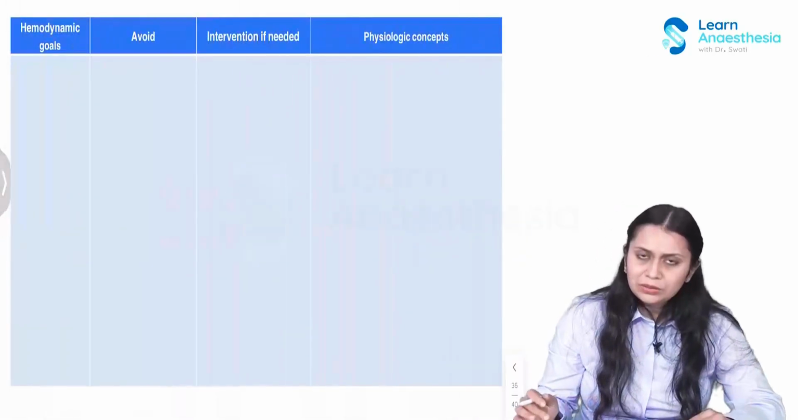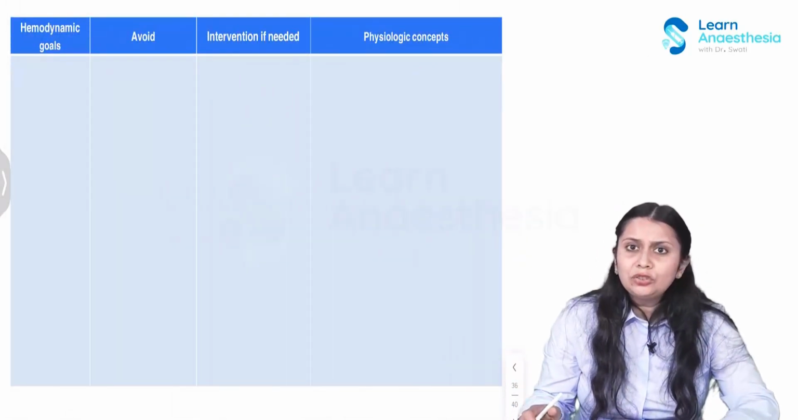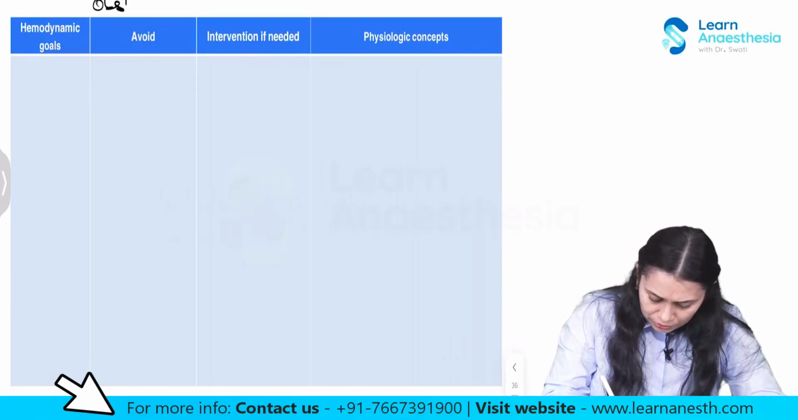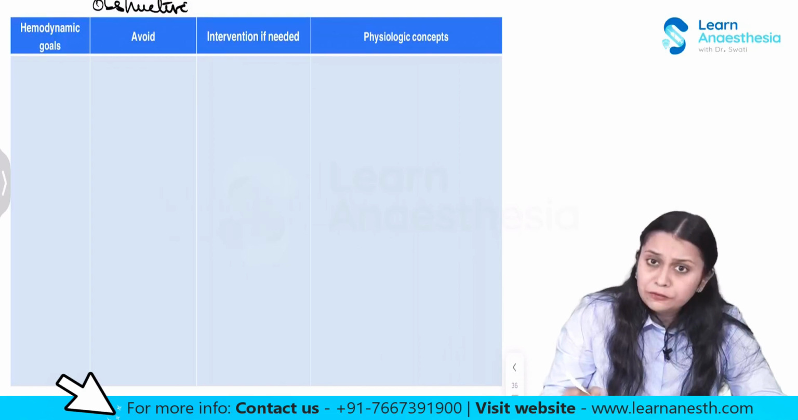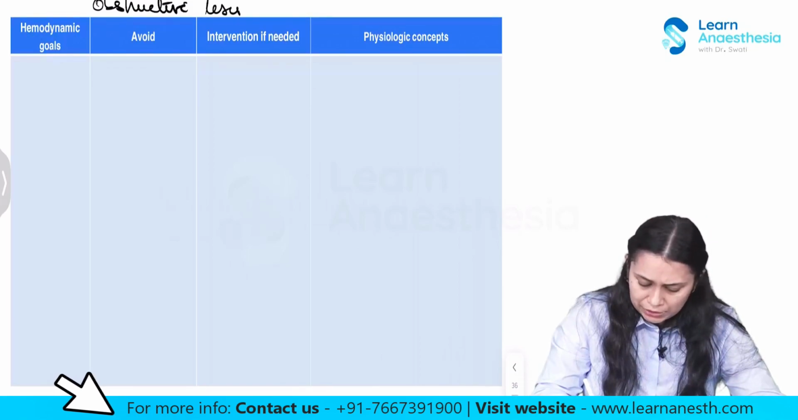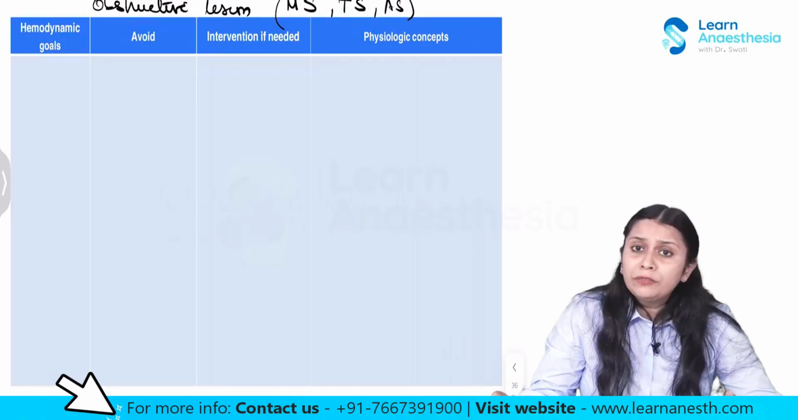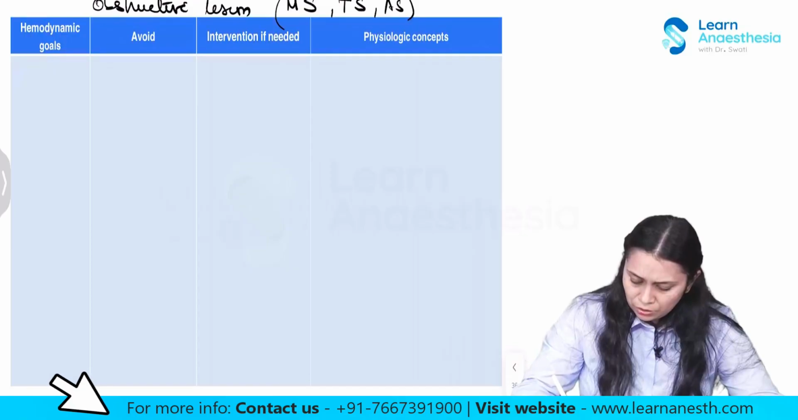Now let us talk about the other type of lesion. Let us talk about obstructive lesions. Obstructive lesions are fixed cardiac output lesions, like mitral stenosis, tricuspid stenosis, aortic stenosis. Now in these lesions, the stroke volume is fixed. It depends upon the gradient between the two chambers of the heart. So this is the lesion with fixed stroke volume.